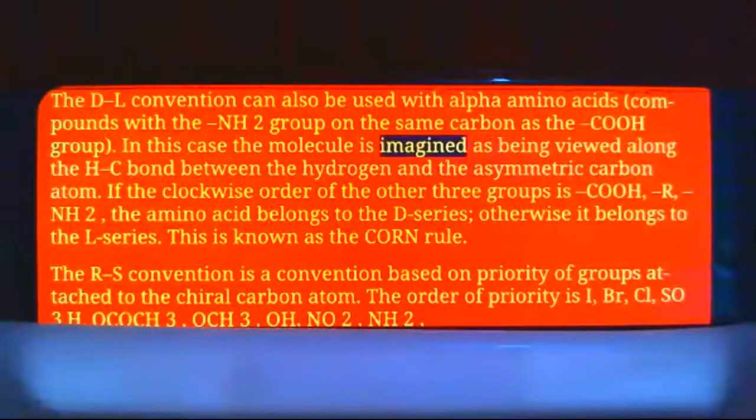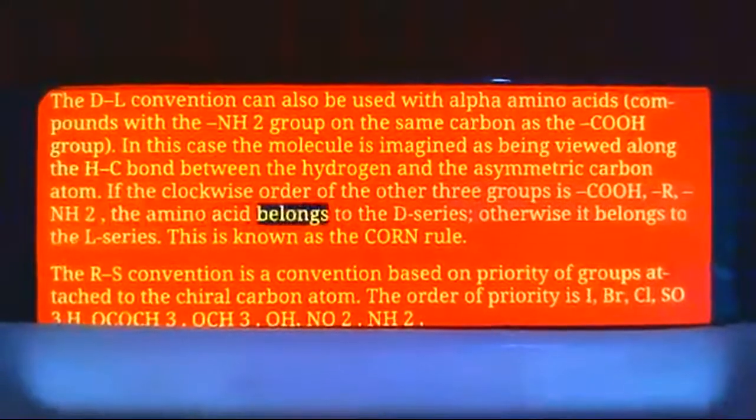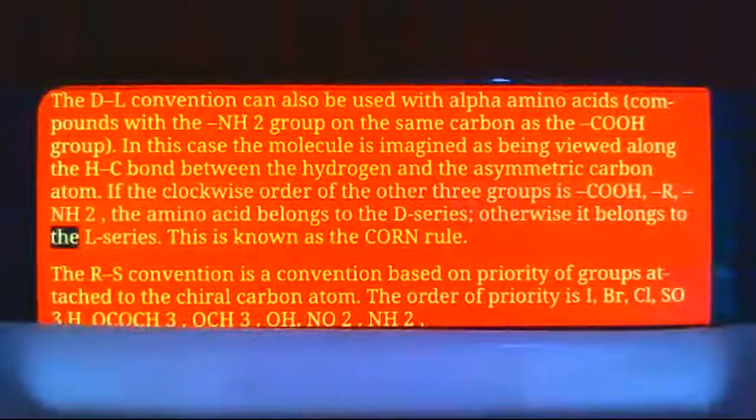In this case, the molecule is imagined as being viewed along the H–C bond between the hydrogen and the asymmetric carbon atom. If the clockwise order of the other three groups is COOH, R, NH2, the amino acid belongs to the D series; otherwise it belongs to the L series. This is known as the CORN rule.